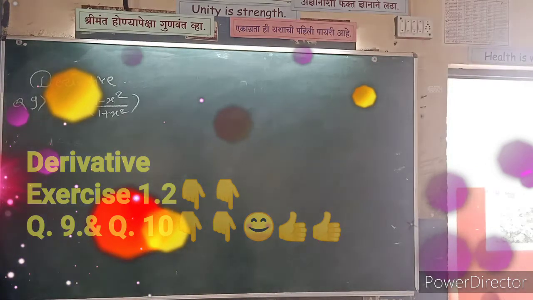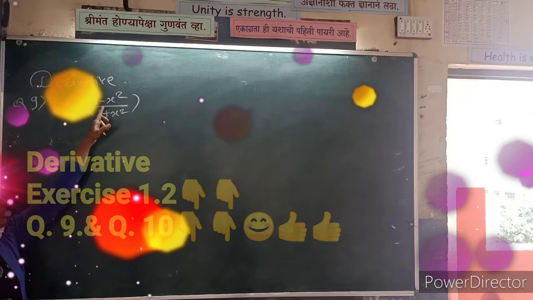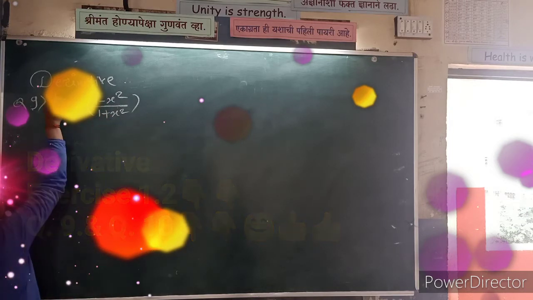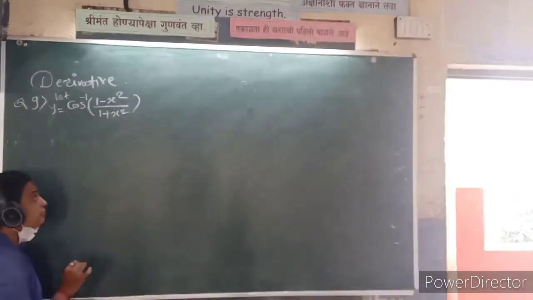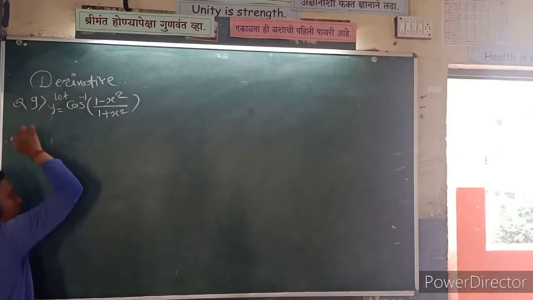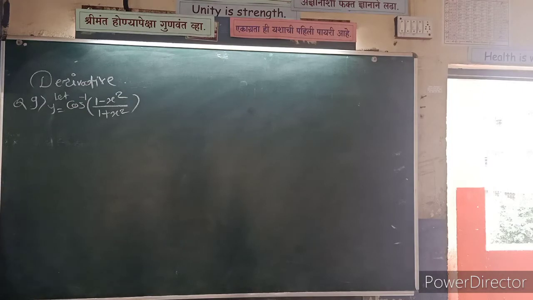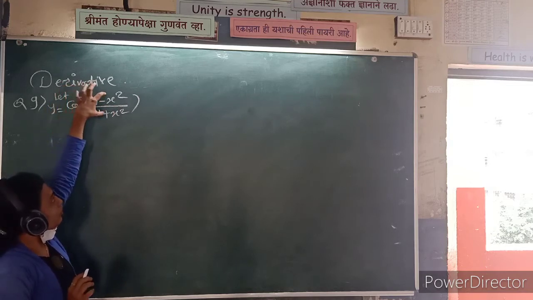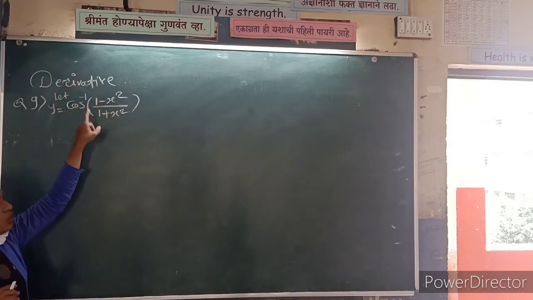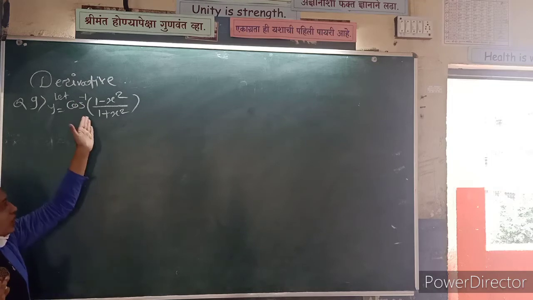So, the first function given is cos inverse of (1 minus x square) upon (1 plus x square). Starting with this function, y equal to the given function. Observe, what is the outermost part here? Cos inverse of (1 minus x square) upon (1 plus x square). When the outermost part of the function is cos inverse, we must convert the inner part into cos of something, or sine of something.